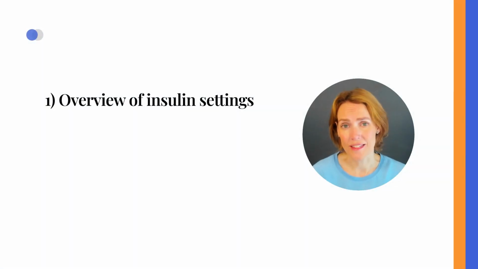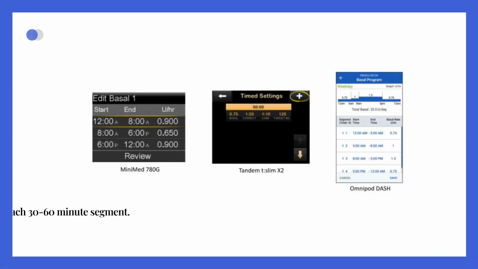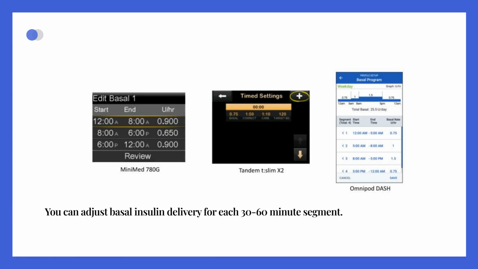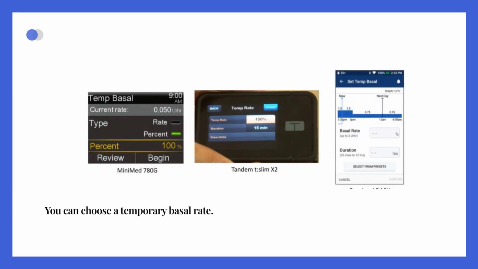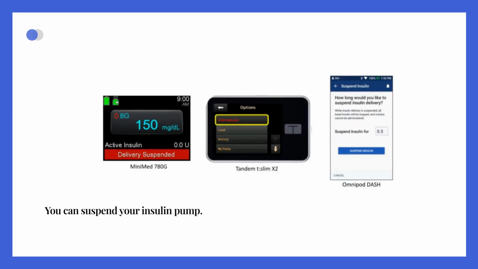1. Overview of insulin settings. In an insulin pump, you can adjust basal insulin delivery for each half-hour or hour-long segment throughout your day. In most pumps, you can set up multiple different basal profiles to select from. There's also a feature to choose a temporary basal rate, which allows you to adjust your insulin release for a specific period of time. You can also stop or suspend your insulin pump at any time. However, be cautious about stopping the pump for longer than 2 hours, as it could lead to ketoacidosis.